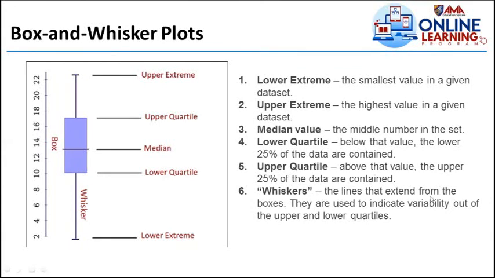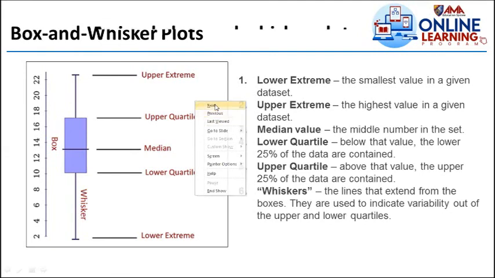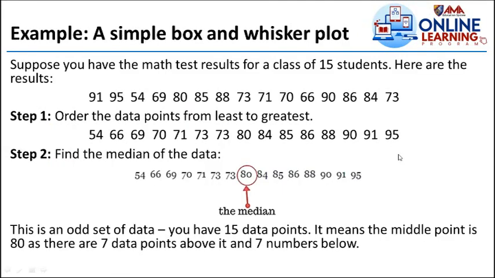Whiskers, the lines that extend from the boxes, are used to indicate variability outside of the upper and lower quartiles. Okay? So, ito yung whiskers mo natin. Mula dito hanggang dito. Magmula dito hanggang dito. And then, this is our box plot. Okay? So, we have our example. A simple box and whisker plot.